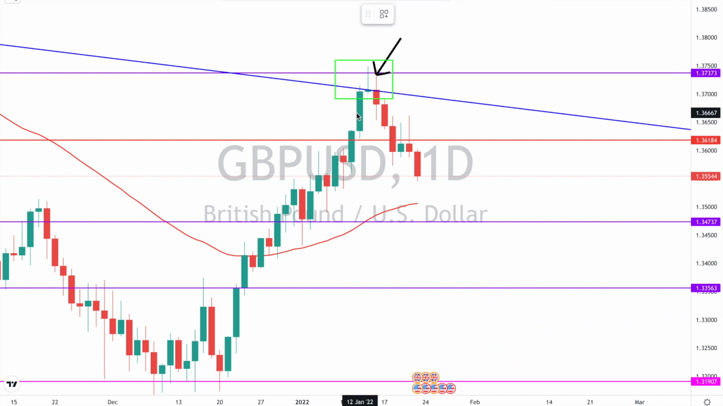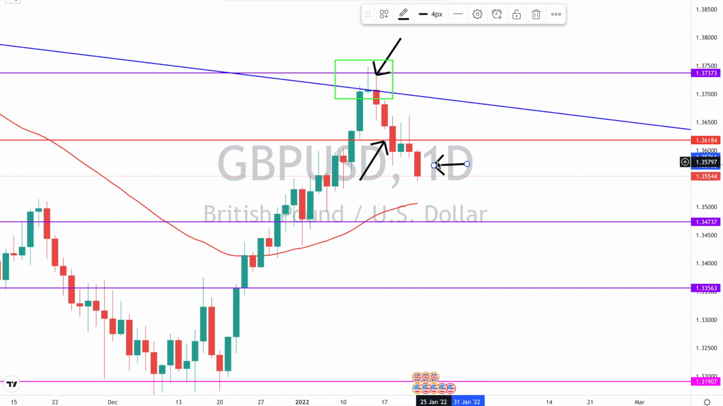Then, as you can see, price successfully broke the daily level right here and proceeded down, making another new low. So it actually shows us a short-term downtrend on the given time frame, as you can see, price is making lower highs and lower lows.